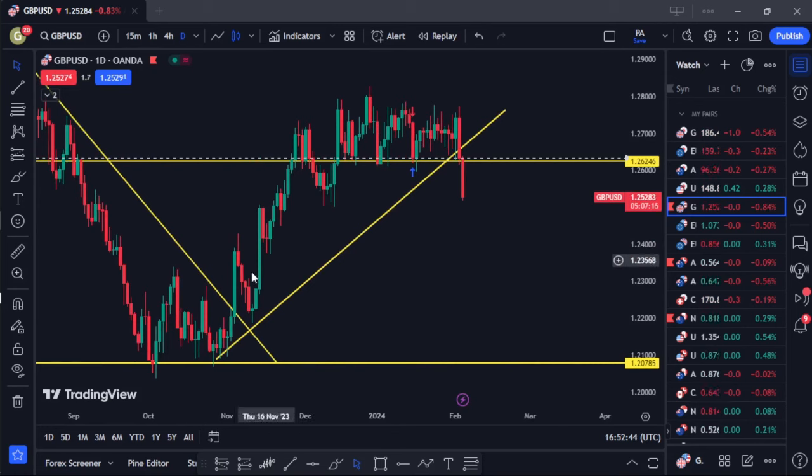And then now, after doing that, it created an uptrend. Now you can see that it has also broken below this uptrend. Now it's set to come for a downtrend again. So what are you looking for to trade this market?